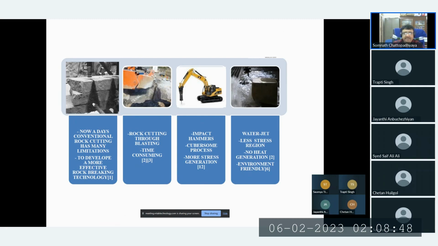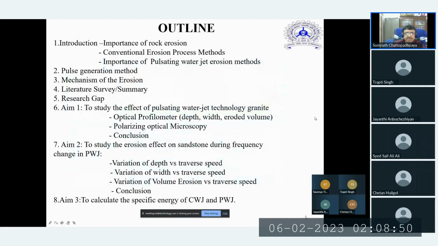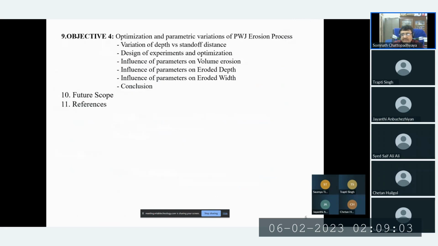environment is concerned. Here we will discuss the importance of rock erosion, the conventional process, pulse erosion, the mechanism of erosion, some literature survey, the gap, the gain, and on the basis of that, it will be our research.